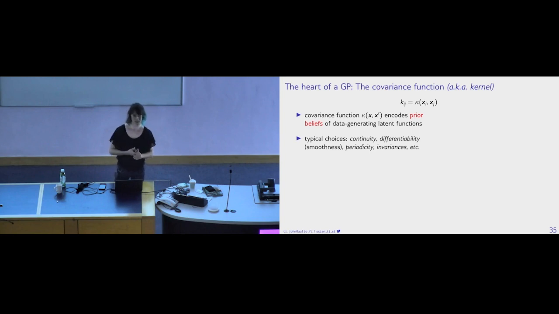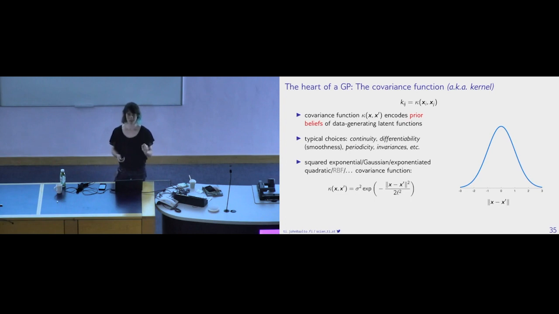What unfortunately happens a lot in practice is that people don't really think about this property of GPs, and they're just like, oh, let's take the kernel that I read about in that paper yesterday, which is probably the squared exponential kernel, which also has a whole bunch of other names.